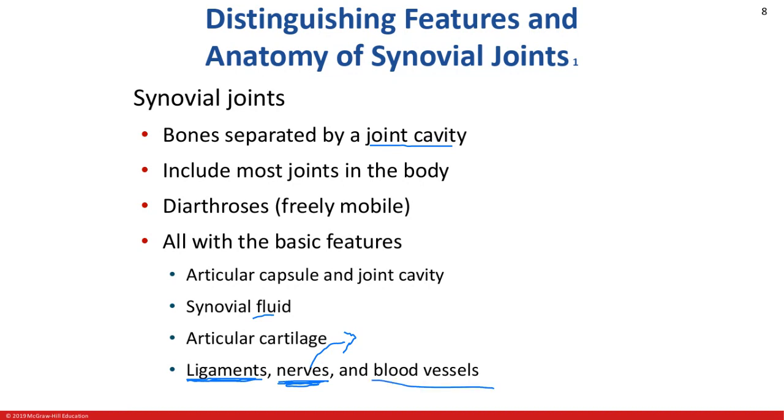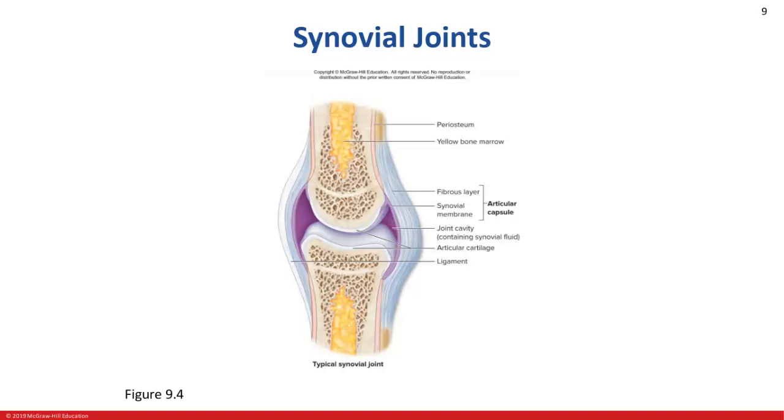And then obviously blood vessels. We need to nourish the joint, and we need to get rid of the wastes. I tell people it's like dropping off the groceries and picking up the trash. That's what we're doing, and that's what our blood vessels will do.